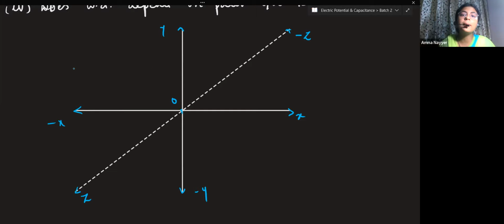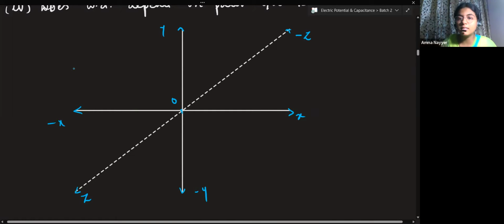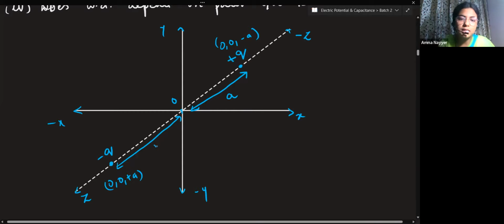(0, 0, minus a) means negative z-axis. So the charge is located on the negative z-axis. This is your charge plus q, which is located at minus a on the z-axis. It means the displacement is a. If the separation is a, how will you write this point? You will write this point as (0, 0, minus a) only, because this point on the graph will be some minus a. The other charge, minus q, will be on the positive z-axis. Why? (0, 0, plus a). So this will be (0, 0, plus a). So this is your dipole on the z-axis.